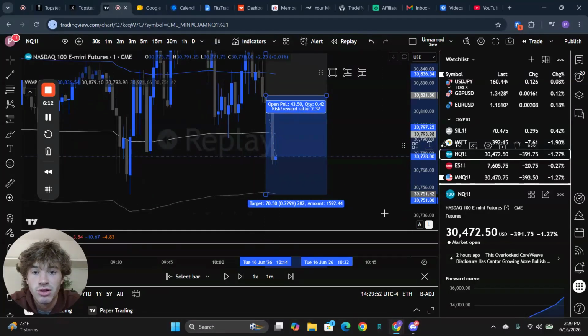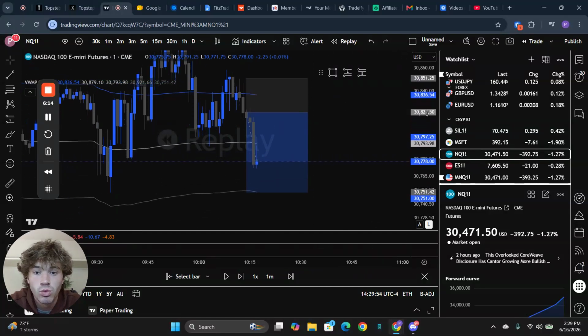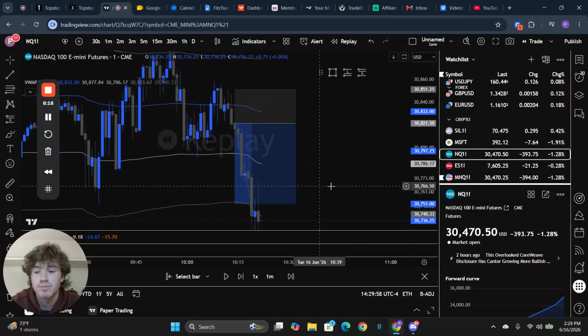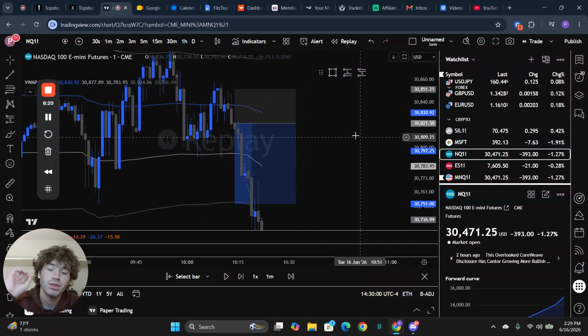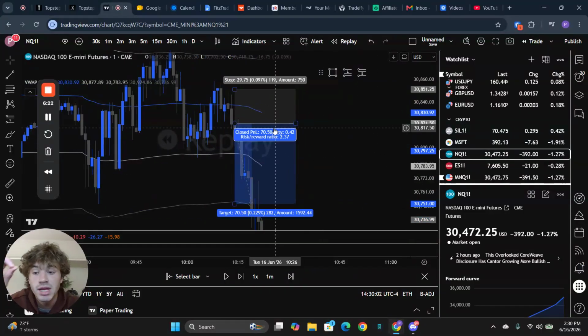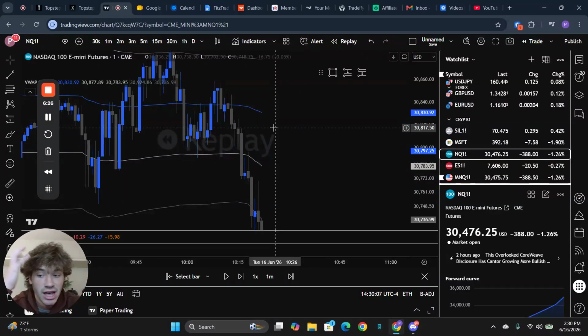Oh my gosh, this is beautiful. This low and this level align. So if I had one contract here, take off partials and then let the rest of the trade ride, boom, we would have smashed TP as well, right? So it's all about managing your risk well.